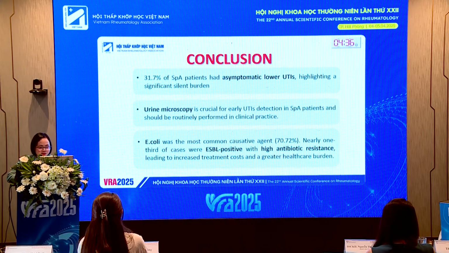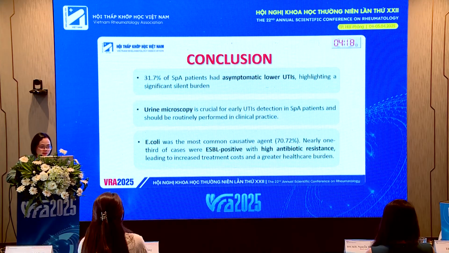And at the end is my conclusion. 31.7% of SBA patients had asymptomatic lower UTIs, highlighting a significant silent burden. Urine microscopy is crucial for early UTI detection in SBA patients and should be routinely performed in clinical practice. E. coli was the most common causative agent, and nearly one-third of cases were ESBL positive with high antibiotic resistance, leading to increased treatment costs and a greater healthcare burden.